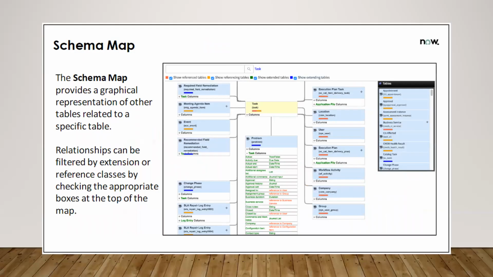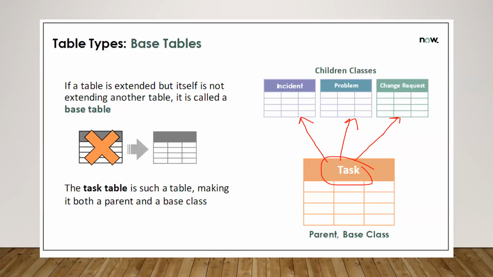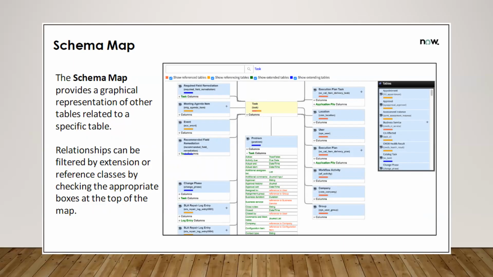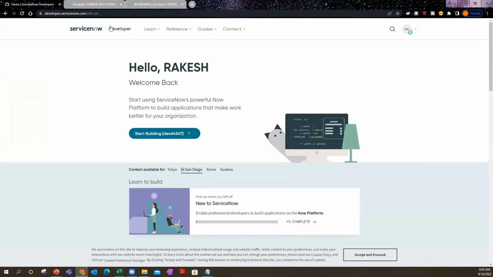Now schema map. A schema map is nothing but a graphical representation of a table. As I'm telling you, I'm explaining here a lot that incident and problem are extended out of task. But how can we see it in a graphical way? That is presented by the schema map. In the schema map, everything is decided by color code, and they have explained it in a very intuitive way. I will just open it to make it clear.